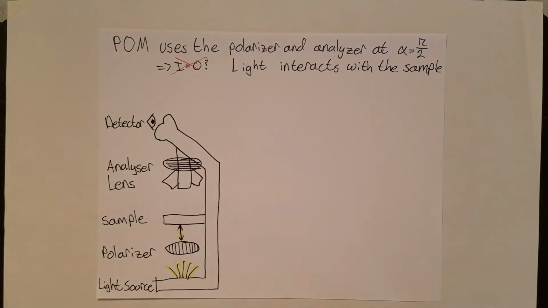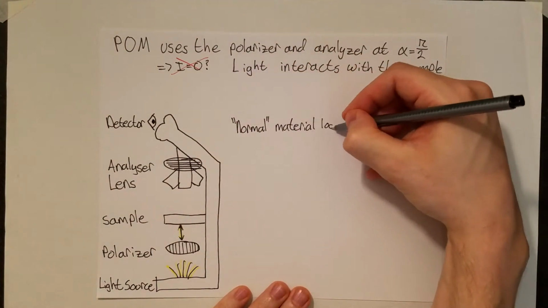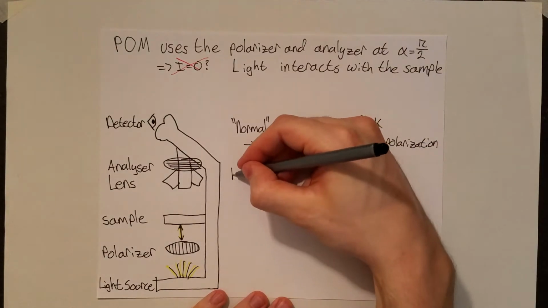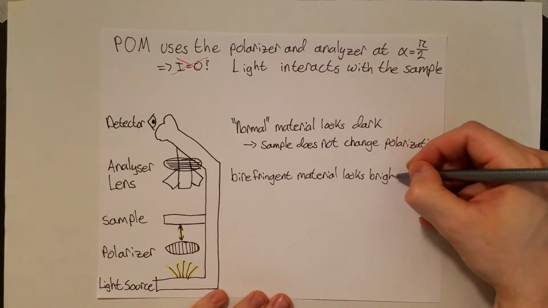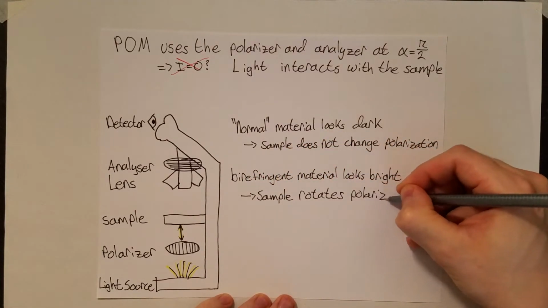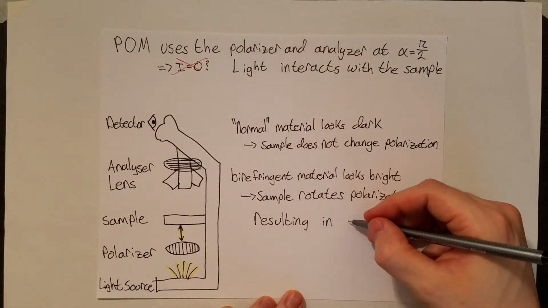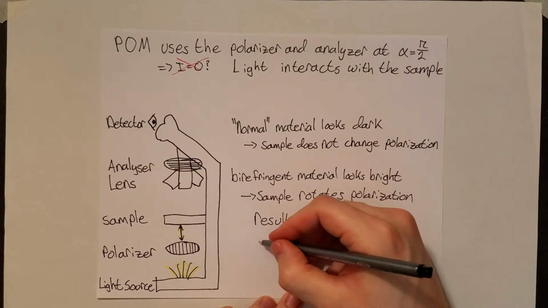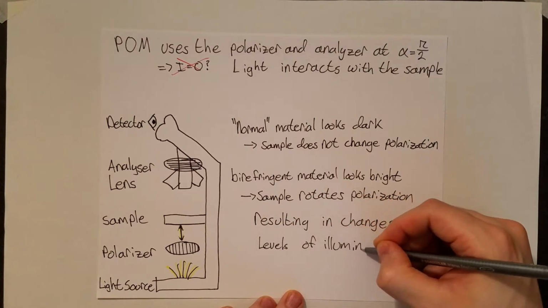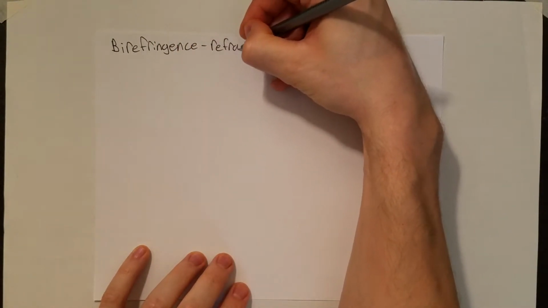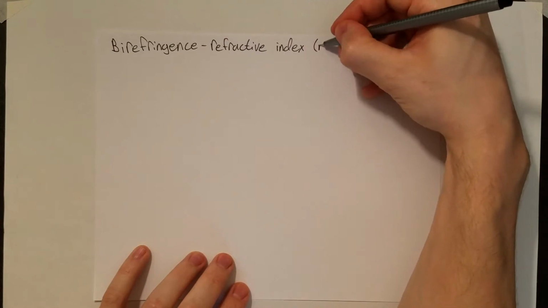If your sample is made of normal material, transmitted polarized light maintains the same direction of polarization. If your sample is made of birefringent material, polarization of the transmitted light is rotated. Because the transmitted light has some non-zero electric field components aligned with the analyzer, light is able to reach the detector. Birefringent materials have the property that the refractive index depends on the relative orientation of polarized light with the optical axis of the material.